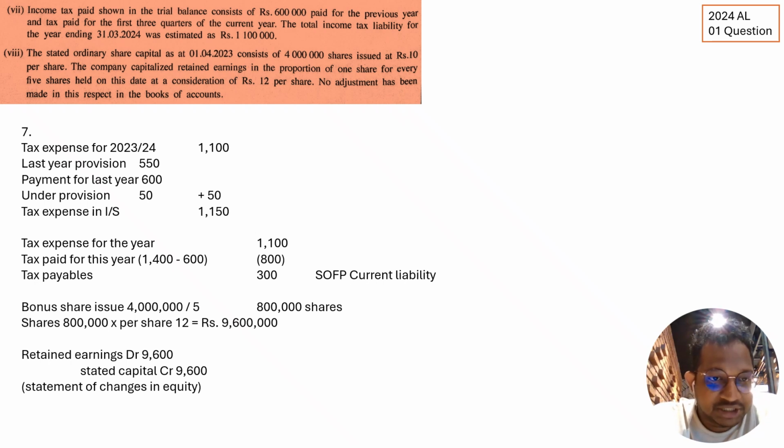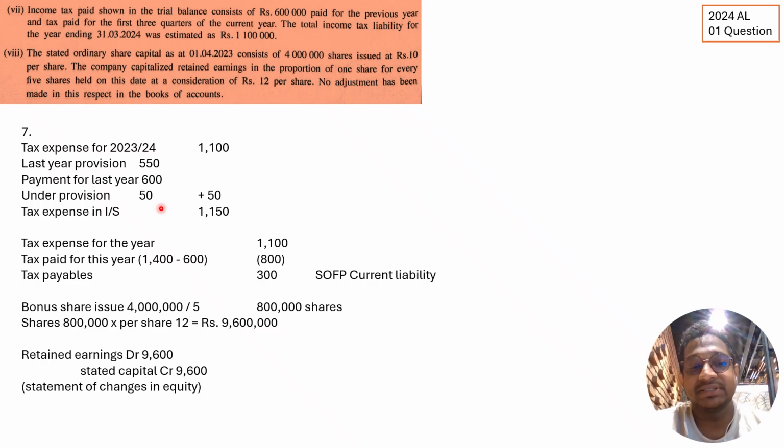Seventh adjustment is about income tax, and the income tax paid shown in the trial balance consists of 600 paid for the last year and the tax paid for the first 3 quarters of the current year. The total income tax liability for the year ending was estimated as 1,100, and the last year provision in the trial balance is 550, but they paid 600 for the last year, so which means they did an under provision in the last year.